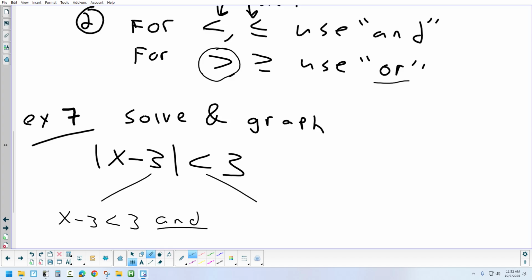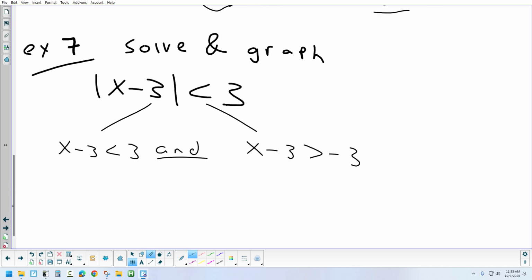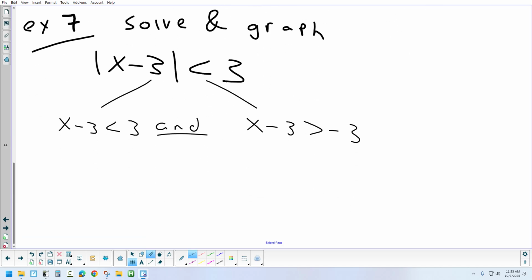How about the second one? So we can take the bars out. We're going to do two other things. Is it x plus 3... no, x minus 3 is greater than negative 3? So you take the bars out, flip the sign, and then make this number the opposite. So x minus 3 is greater than negative 3. Yep, and those are the two we have to solve.